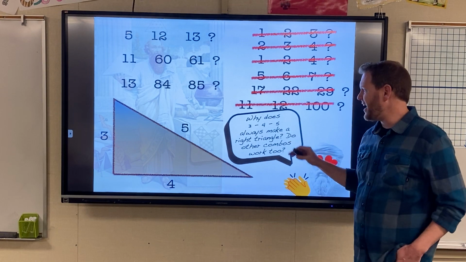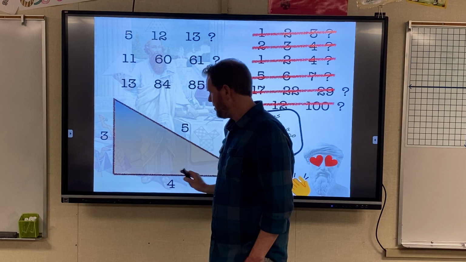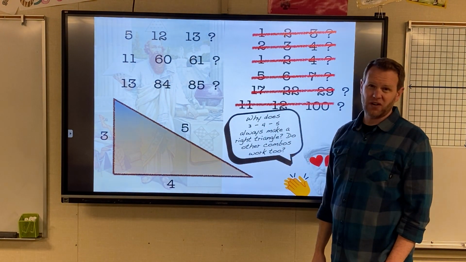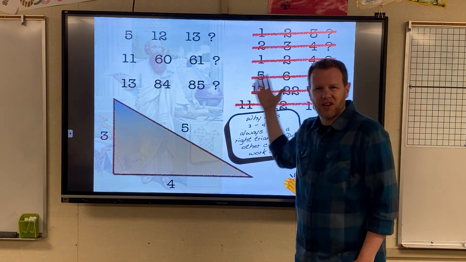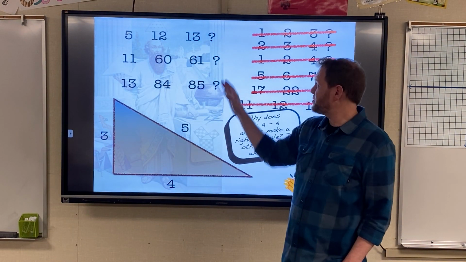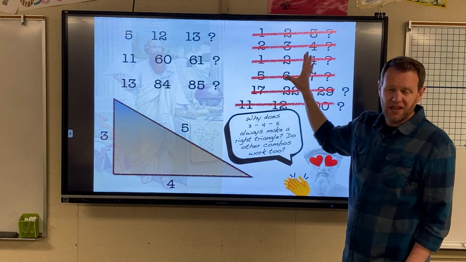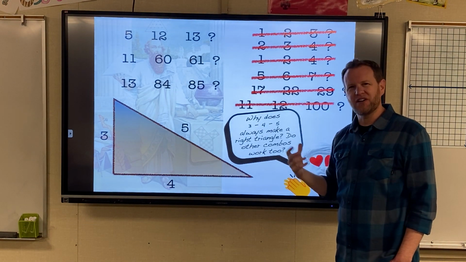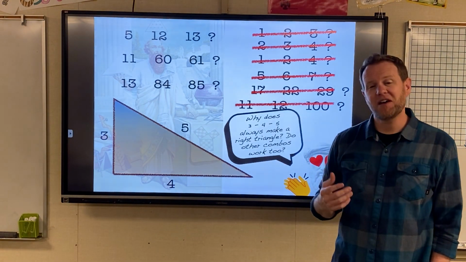Why does 3, 4, 5 always work? Why does 5, 12, 13 make a right triangle? Why doesn't 5, 6, 7 make a right triangle? Can you think of any rhyme or reason? Is there any way to crack the code and get to the mystery of these Pythagorean triples that did work versus all the other triples that didn't work? So think about that, ponder that, and tomorrow, if you're lucky, maybe I'll give you the answer.